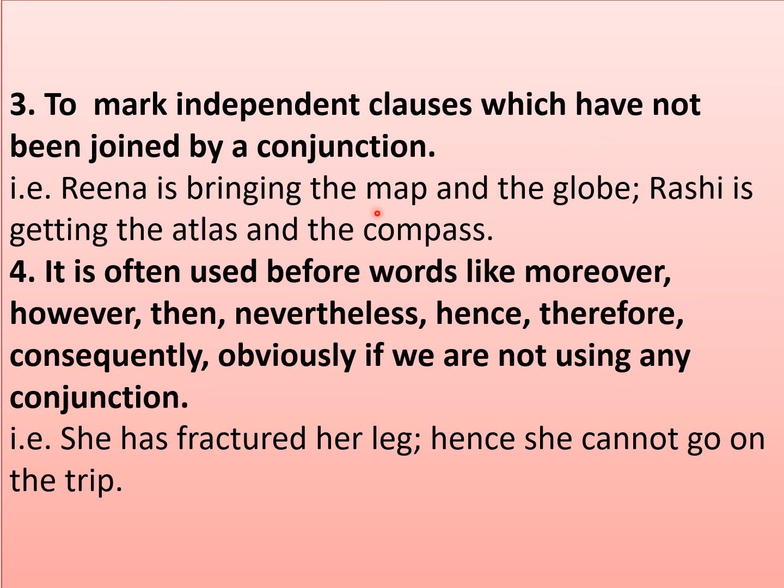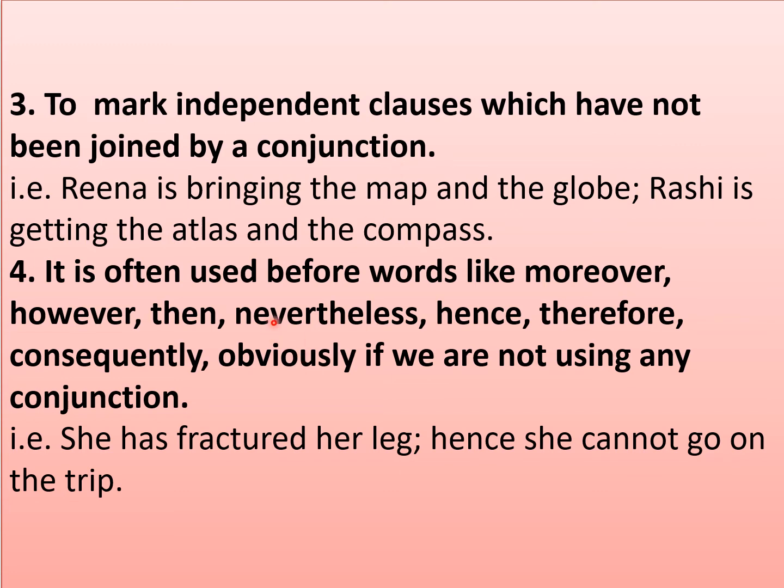Reena is bringing the map and the globe; Rashi is getting the atlas and the compass. Both of these are independent clauses. They do not depend on other parts of the sentence or on each other. So here we are joining them using a semicolon instead of joining them using a conjunction.